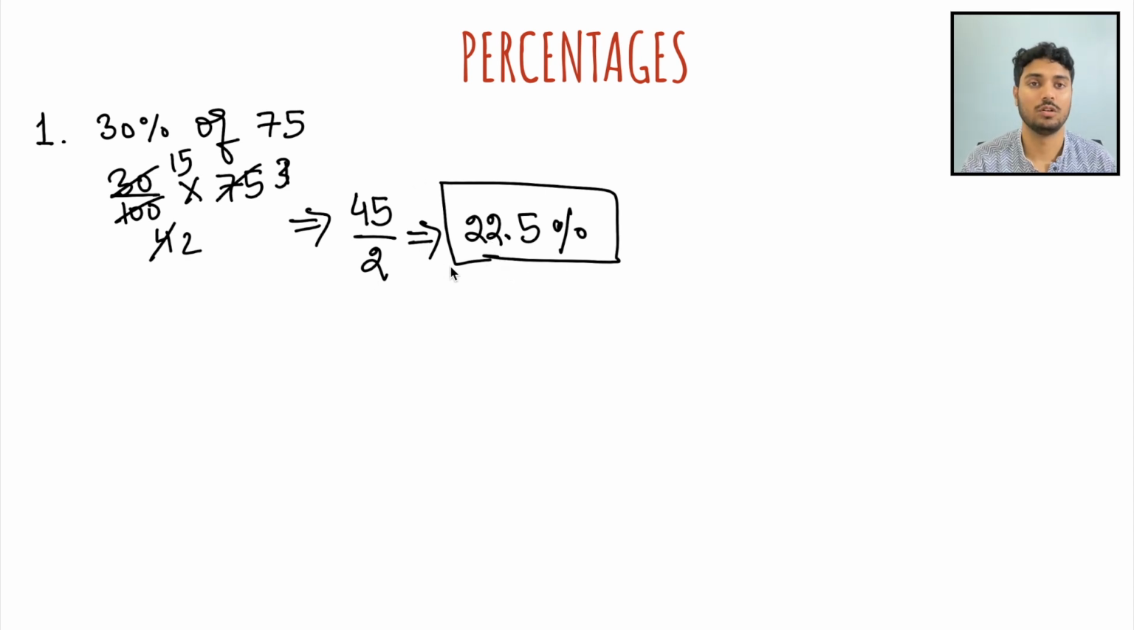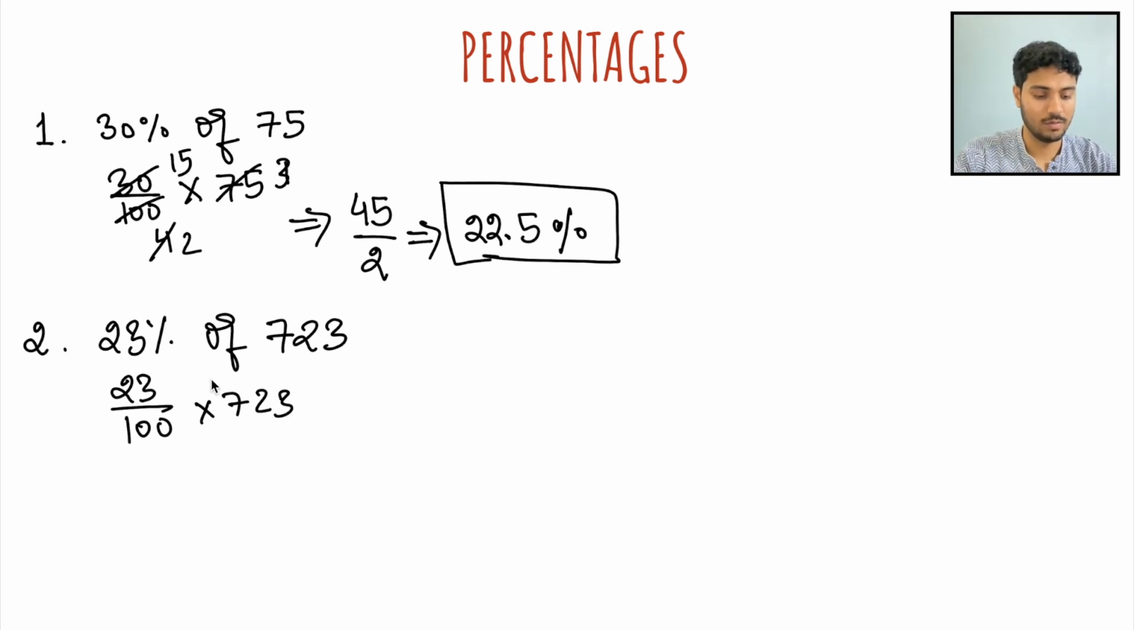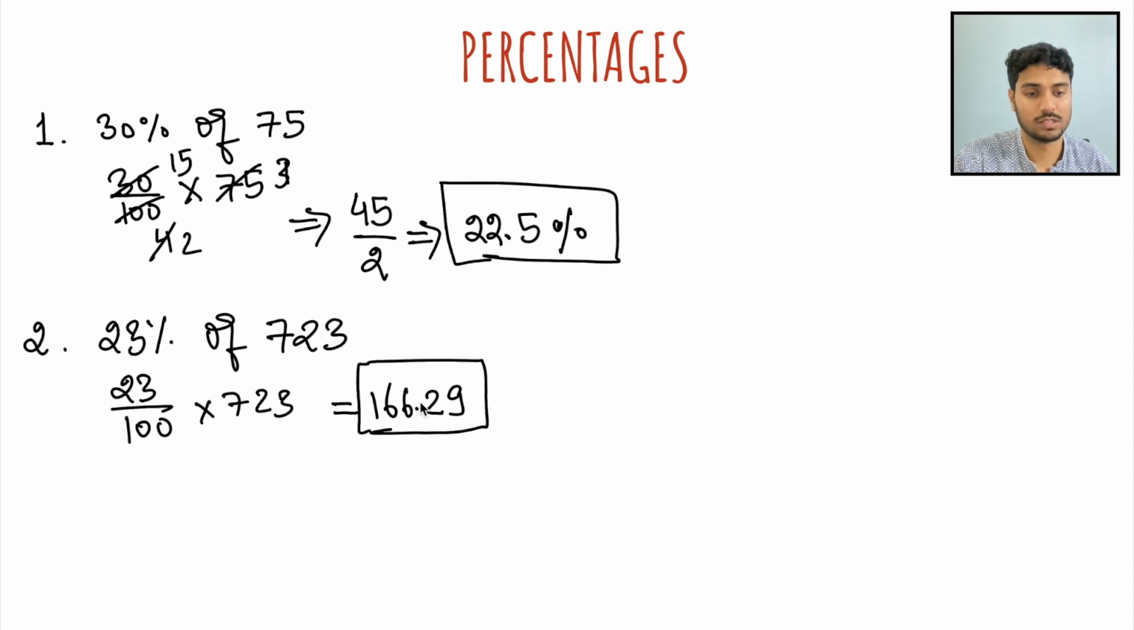Now these kinds of questions are asked in both papers, calculator and non-calculator. So this is how we have to do calculations in the non-calculator based paper. And if there's a question like this, let's find 23% of 723, then manual calculation is difficult. So we'll do 23 divided by 100 multiplied by 723, and the answer is 166.29. This is 23% of 723. So this is how we calculate percentage.